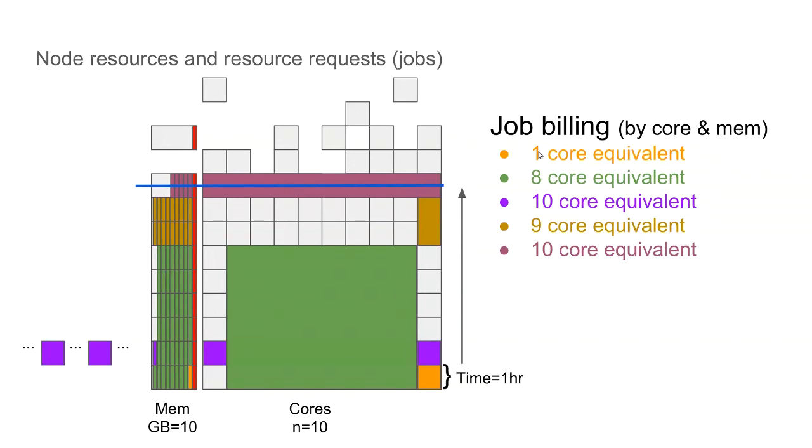In the case where a job is using 1 core and 1 gig of memory, the billing is 1 core equivalent. In the case where a job is requesting 8 cores and 8 gigs, the core equivalent is then 8 core equivalents. Now, there's also a parallel job that's happening across nodes. So this 10-core job has 2 cores on this node, and then has cores on other nodes, and it's not requesting much memory, so it's being charged 10 equivalents.